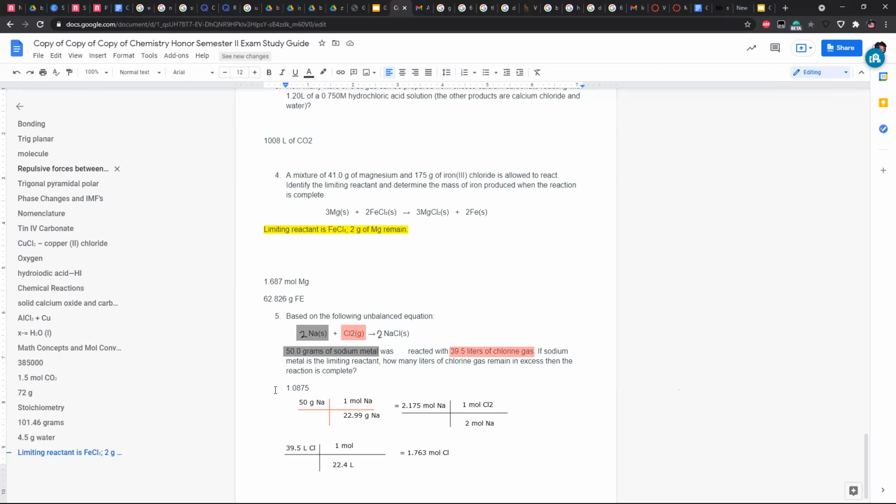So we need this information to figure out how much remains in excess. So we're going to be comparing this amount right here with this amount. To find the amount that's in excess, we do the excess reactant minus the limiting reactant, the number of moles of excess minus the number of moles limiting. So 1.763 minus 1.0875.